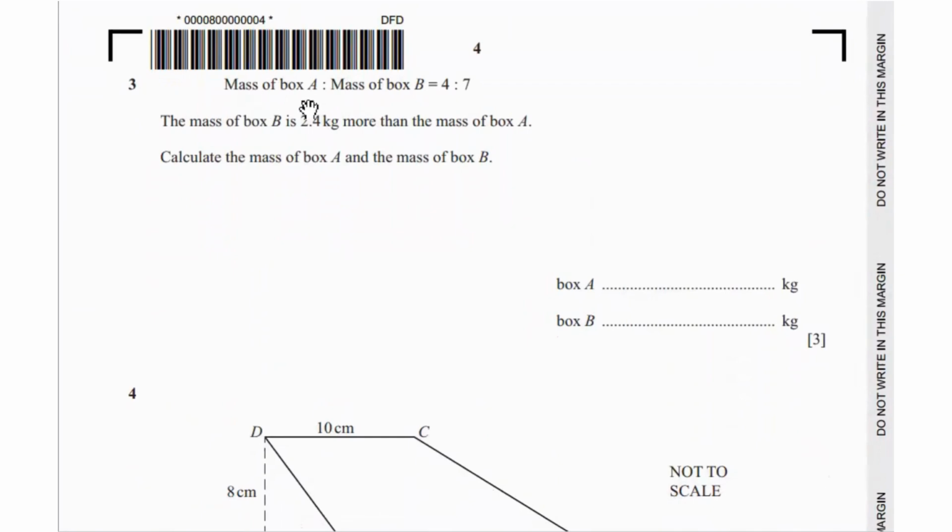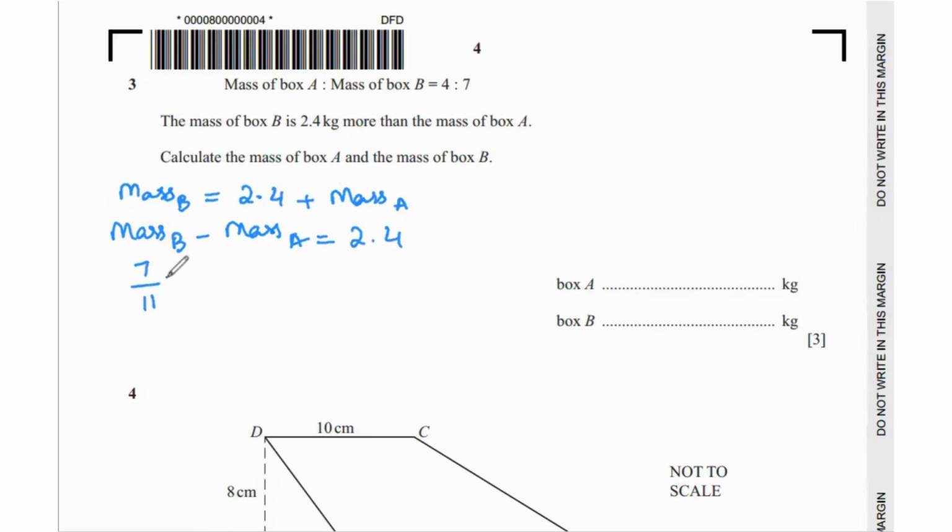Then it says the mass of box A is to the mass of box B as 4:7. The mass of box B is 2.4 kg more than the mass of box A. Calculate the mass of box A and the mass of box B. So the mass of B is 2.4 more than the mass of A. That means when we subtract them, we get 2.4. Mass of B minus mass of A is 2.4.